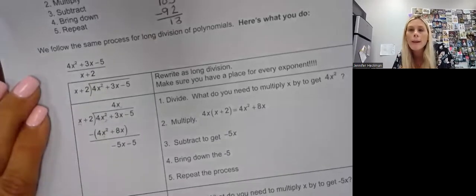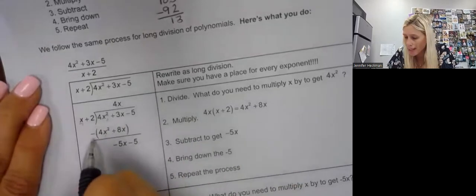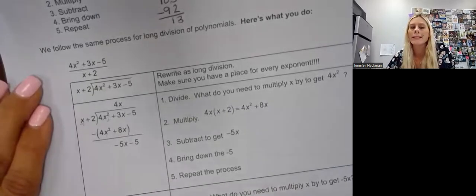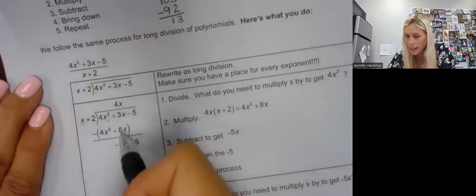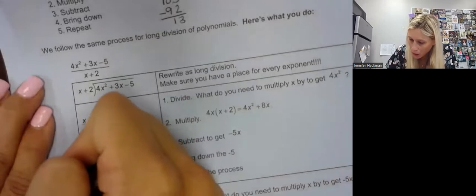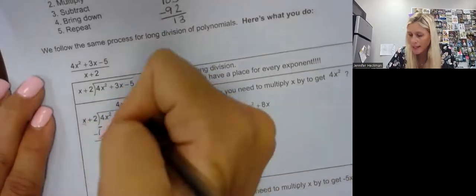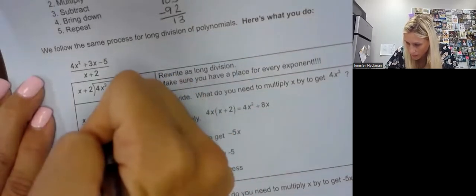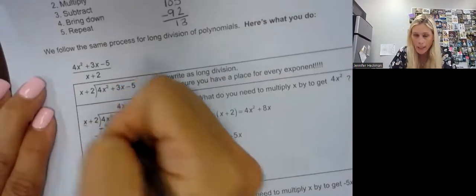Okay, this is where some of you might get tricky. As you can see in our example, we have minus parentheses 4x squared plus 8x because we're subtracting this and this. So what I like doing at one point is actually just changing the signs and then adding straight down. Okay. So of course, these two cancel.